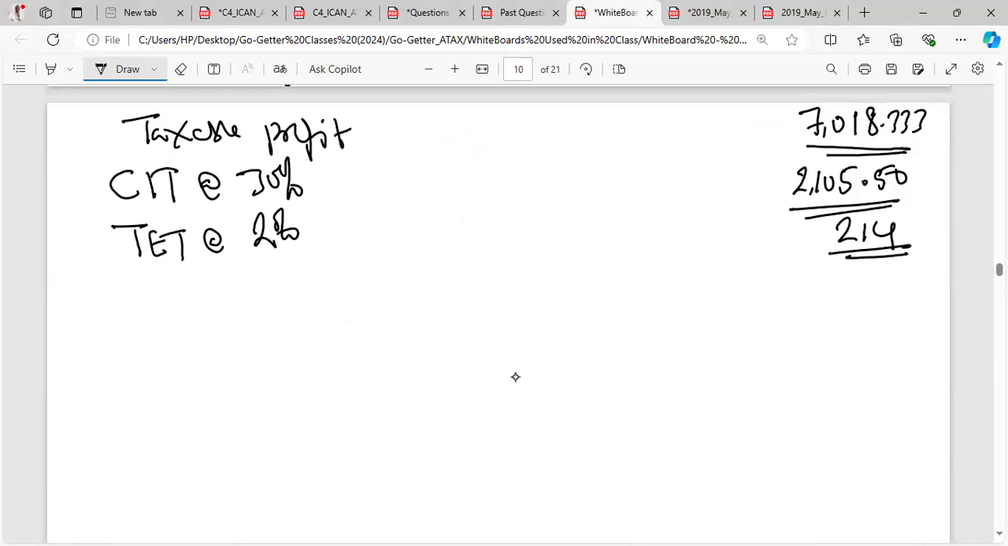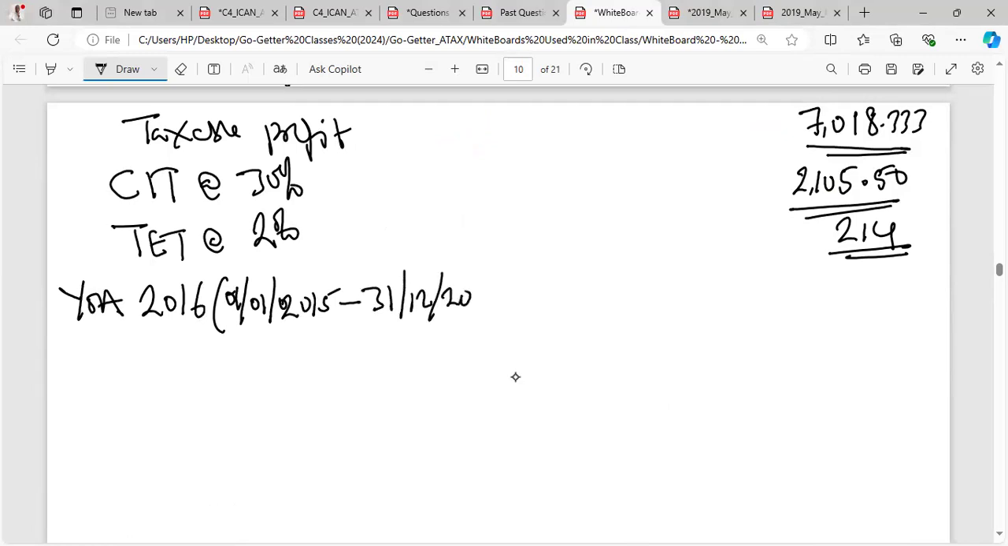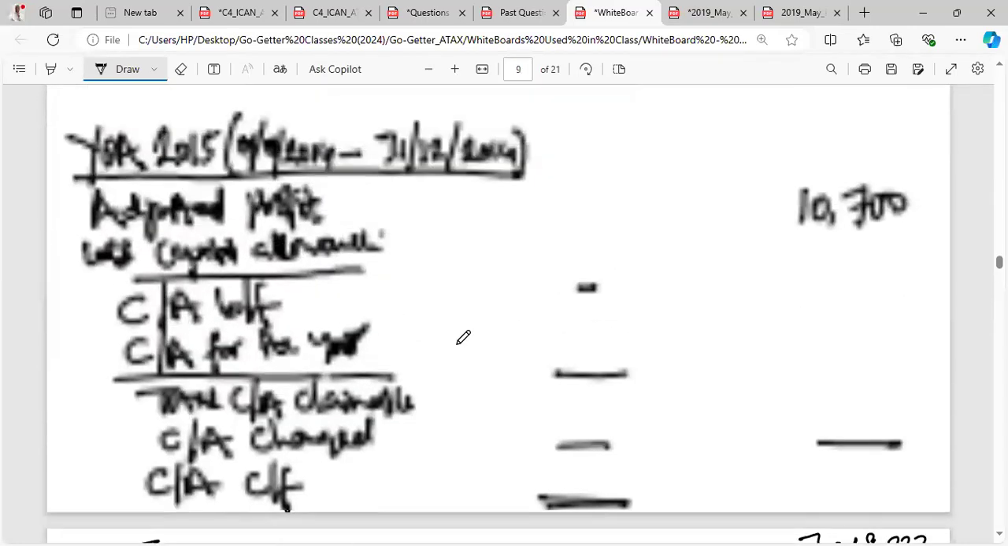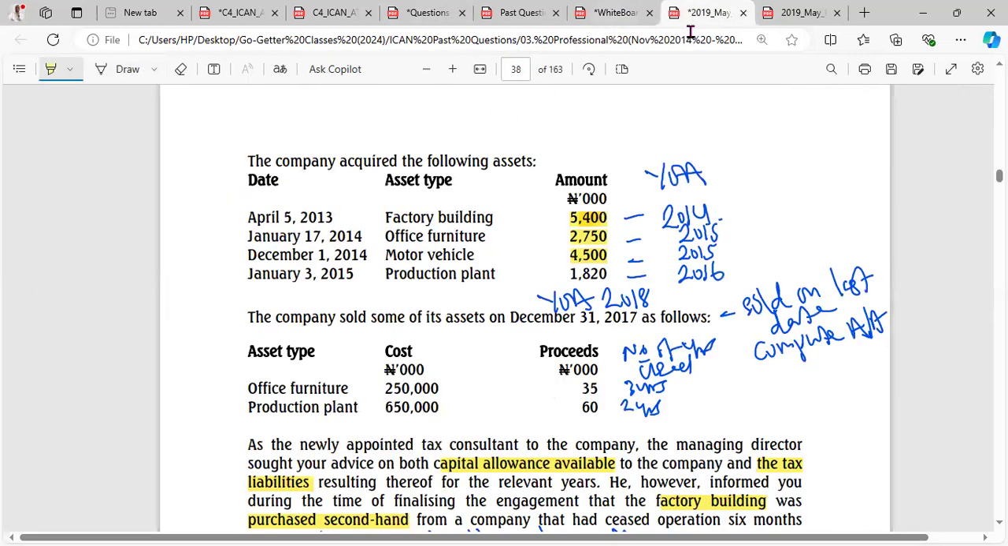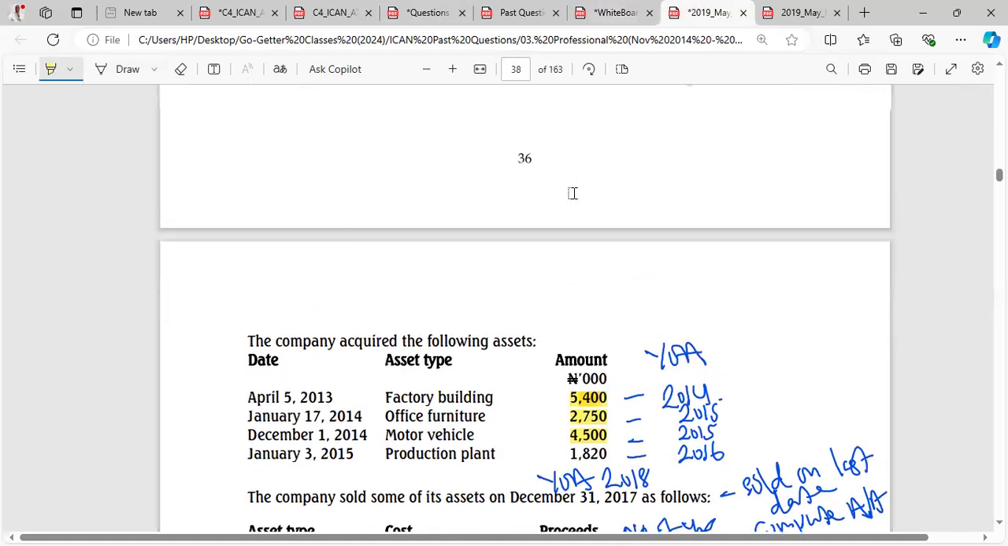We will now go to year of assessment 2016. Basis period will be January 1, 2015 to 31st December 2015. I like to underline them. So you will start with your adjusted profit. This adjusted profit can also be called assessable profit for 2016. So you see, it helps us.